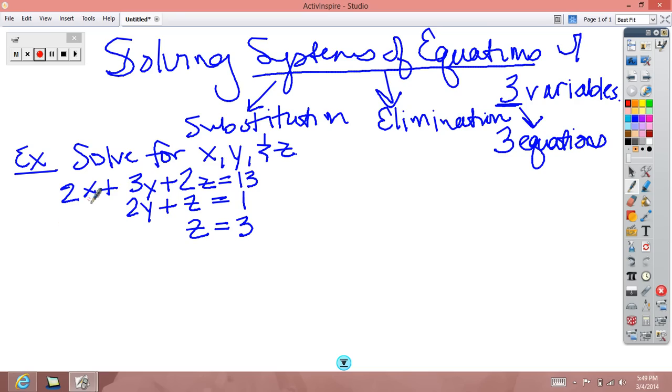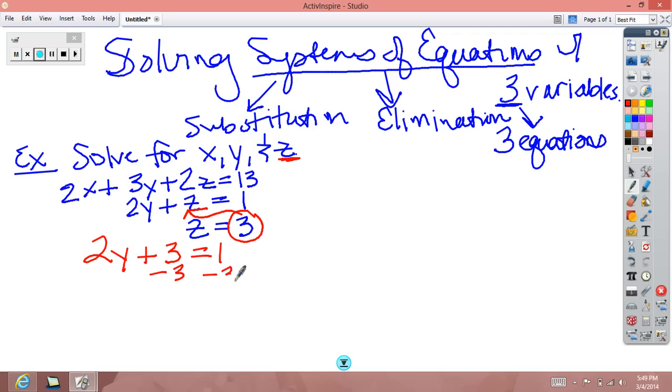Alright, so substitution, elimination. Well, I got to find x, y, and z. Look at that, I already found z. Z is already 3, so we know that one. And that makes this problem pretty simple, so we'll do this one first. I have z equals 3, so using substitution, I'm going to plug this in. And once I do that, I'll have 2y plus 3 equals 1.